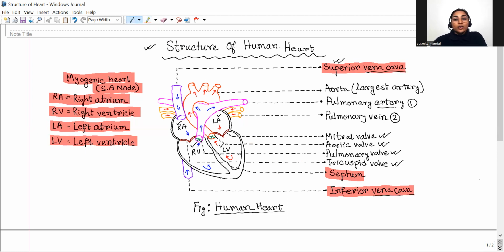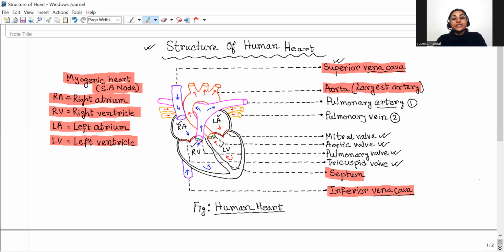Now the aorta, one of the very important vessels associated with the human heart. Aorta is the largest artery. Now the aorta carries oxygen-rich blood from the left ventricle to different body parts. That means aorta supplies oxygen-rich blood from the left ventricle, means from the heart, to different body parts. So this is the structure of the human heart.